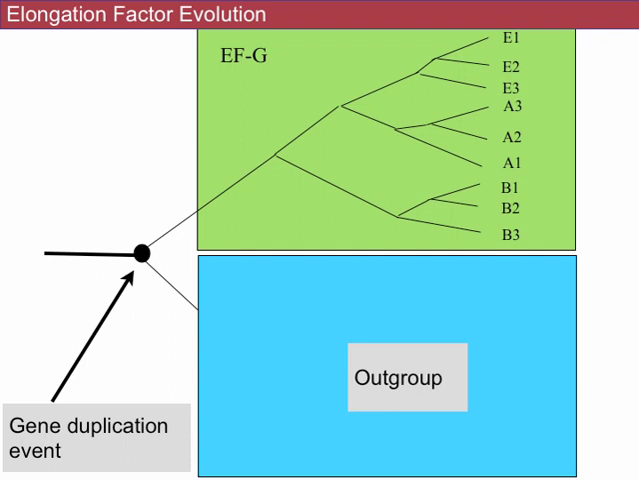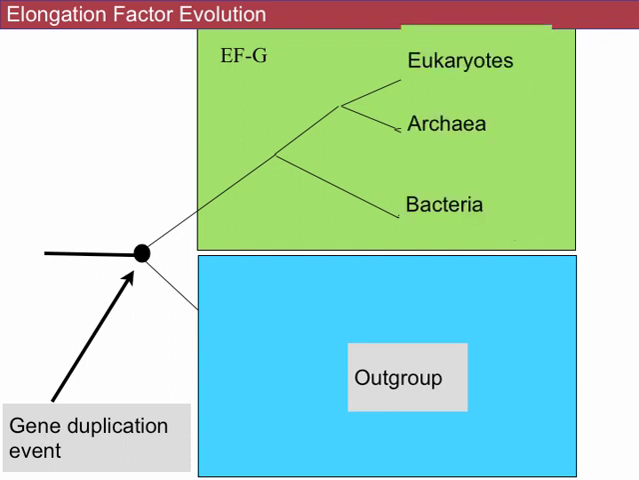And if we look at the other side of the tree, it looks the same. So what this means is if our model is correct for this ancient duplication event, when we root the tree in between EF2 and EFG, we get bacteria as the deepest branching lineage, and Archaea and Eukaryotes as sister taxa.